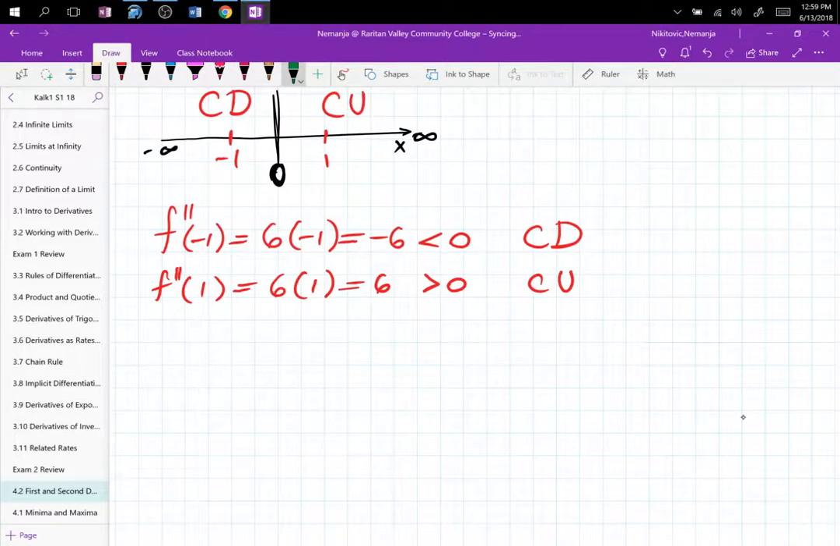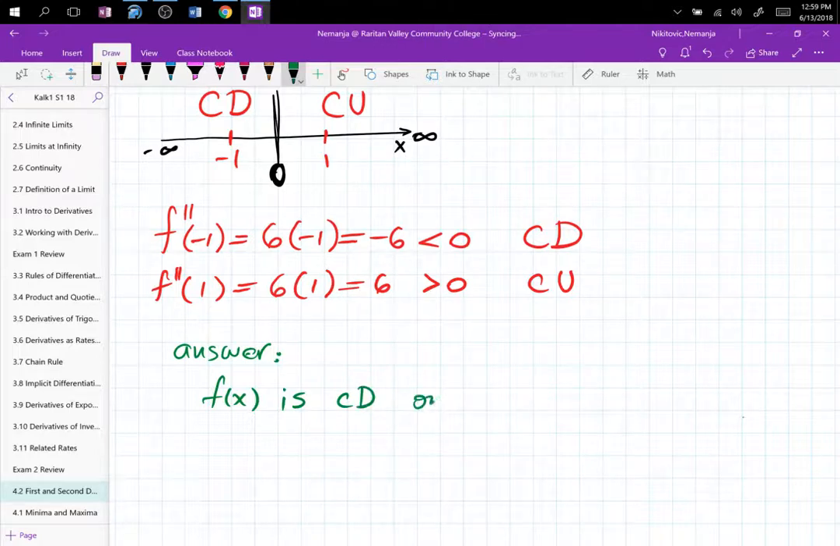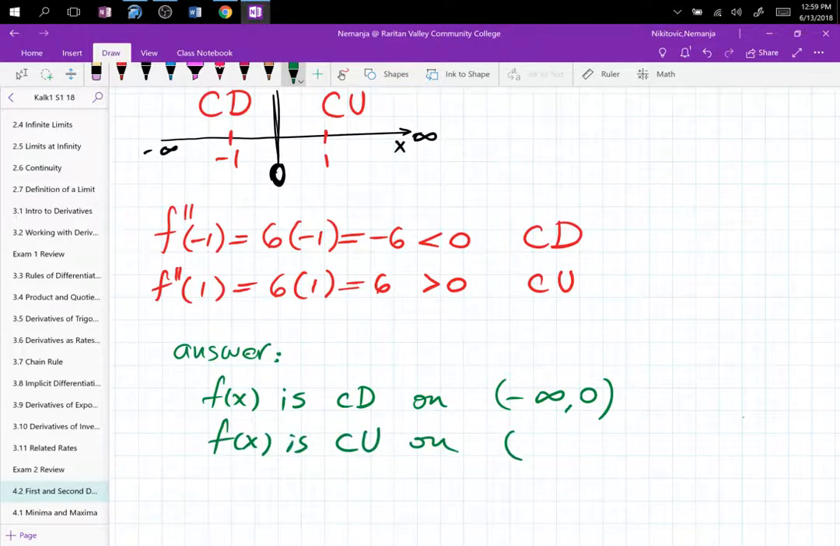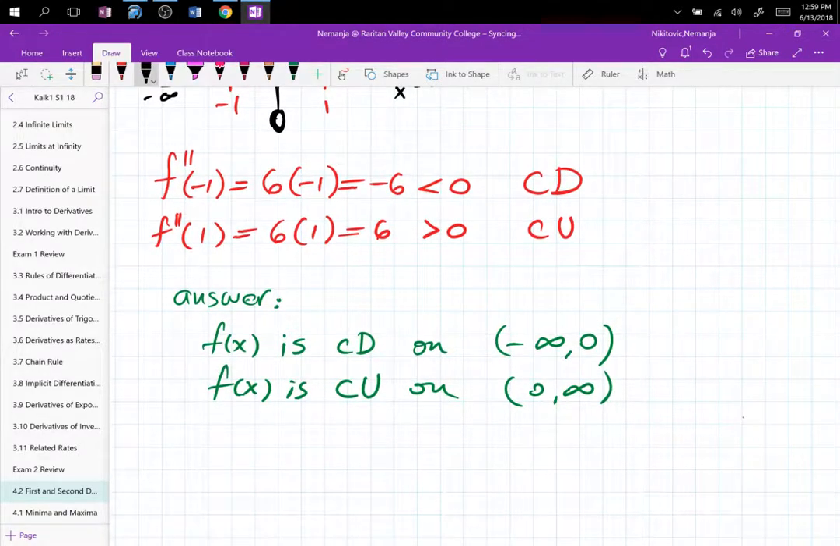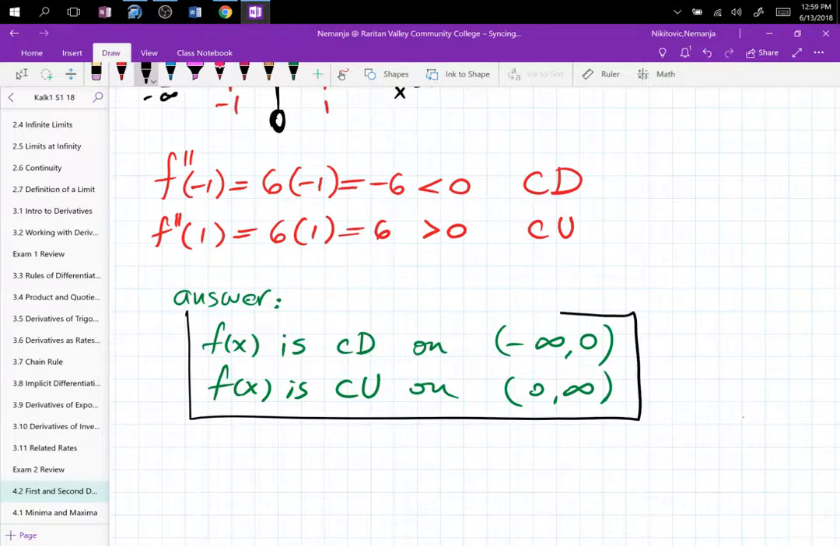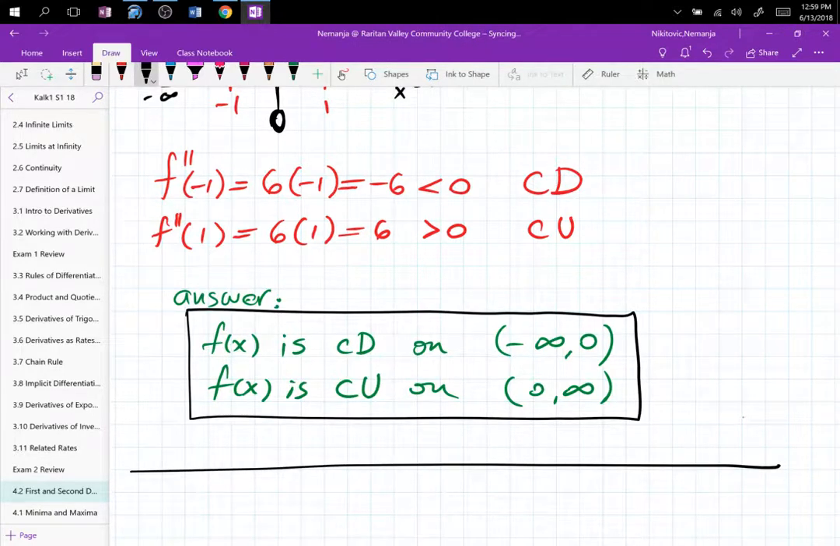Answer, and let's move to the next problem. So answer, right? You want your full points. f of x is concave down on negative infinity to 0. f of x is concave up on 0 to infinity. And that's that.